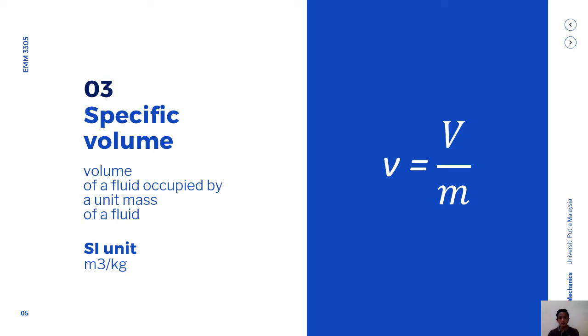Specific volume is the volume of a fluid occupied by a unit mass of a fluid. The formula that we are familiar with is 1 over density, and the specific volume of water is 0.001 meter cube per kilogram.